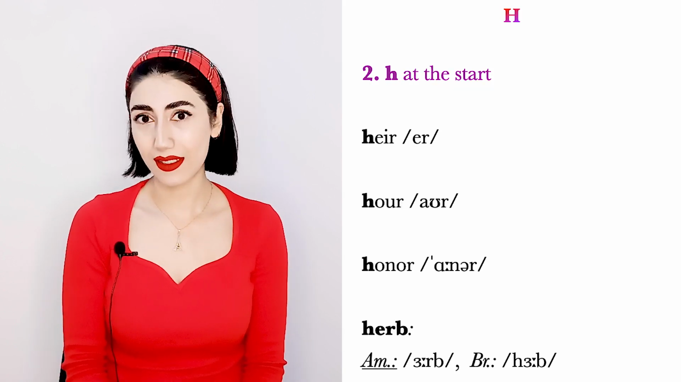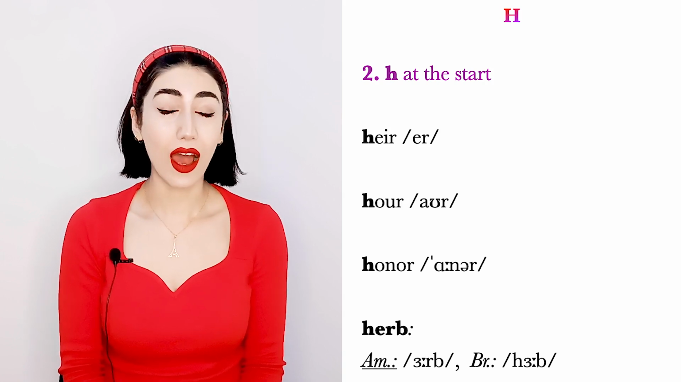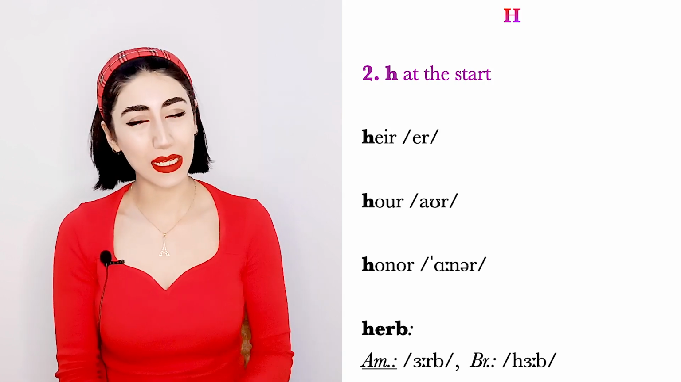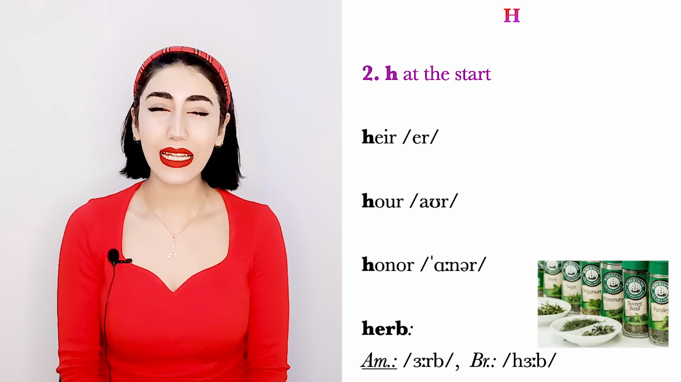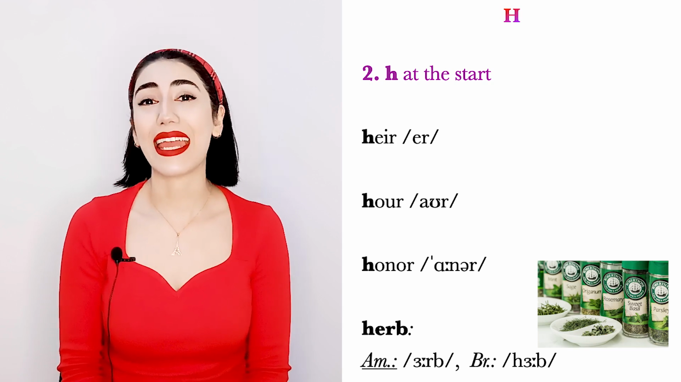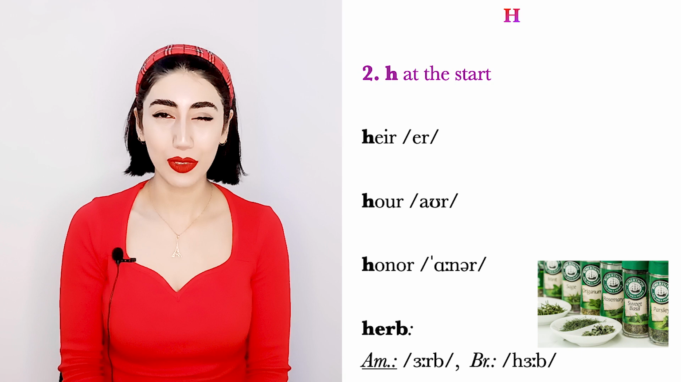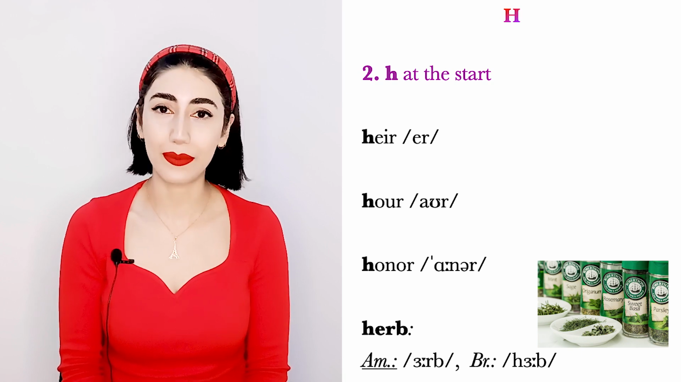Then H at the start, like in air, our, honor. There is a nice exception here. For example, the word herb. In American pronunciation, the first H is silent. It is herb, but in British pronunciation, no. They pronounce H. It would be herb.